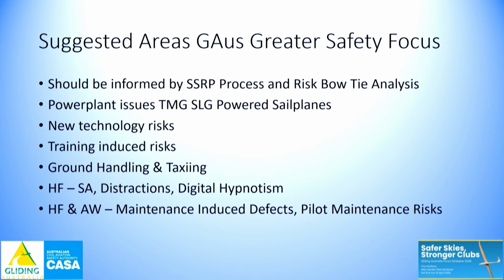So, what areas should have greater safety focus in future? That needs to be informed by our discussions with each other over the next day, and our workshop, the SSRP activity later today. I would suggest, and this is Drew's list, I think that we might need a more careful look at power plant issues, all the risks associated with the evolving technologies in self-launching and touring gliders. New technology risks, various.